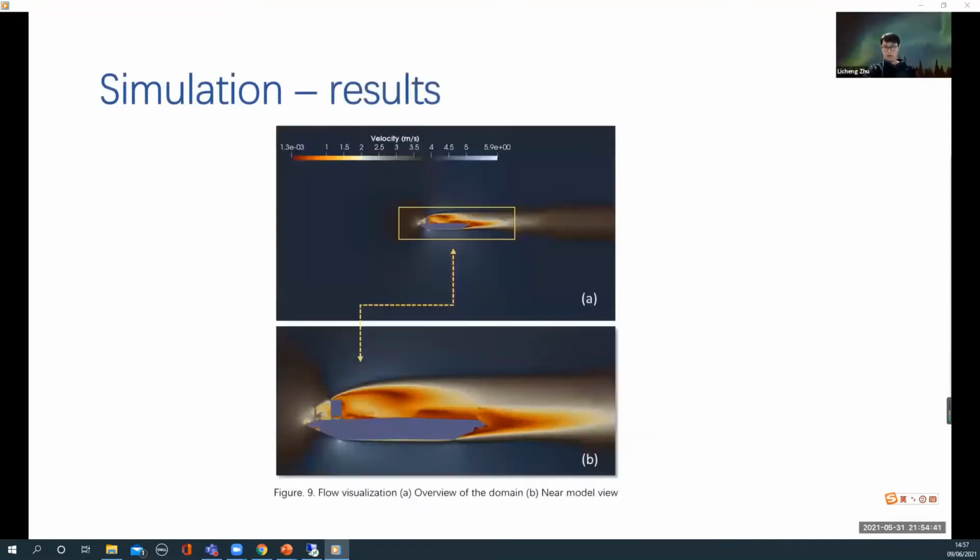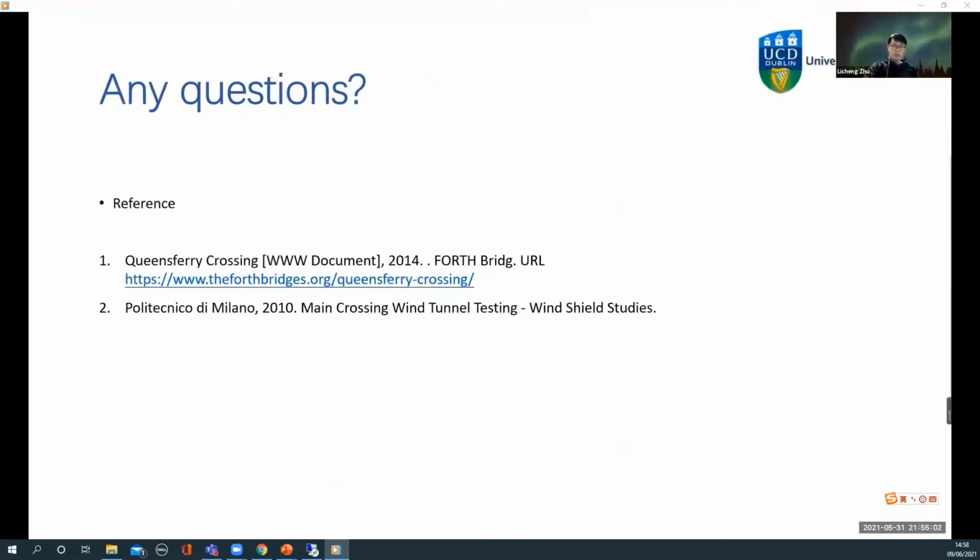Here is the sliced flow visualization of the domain 1 simulation. You can see that here, the turbulence is fully developed. So basically that's all. Thank you for listening and thank you for your time. Please feel free to ask me any questions.